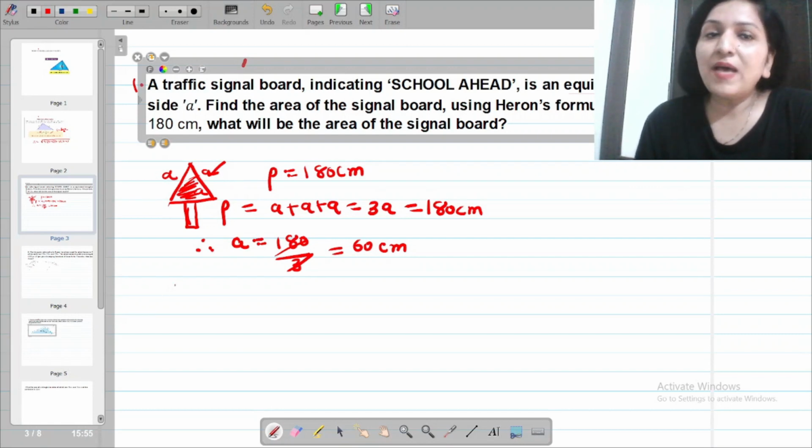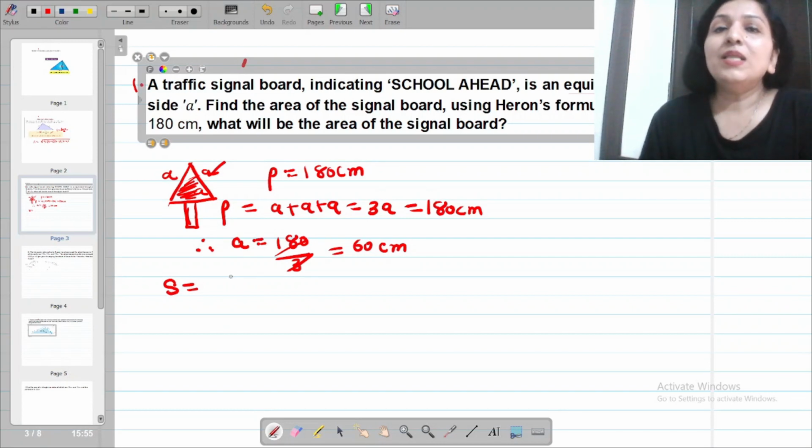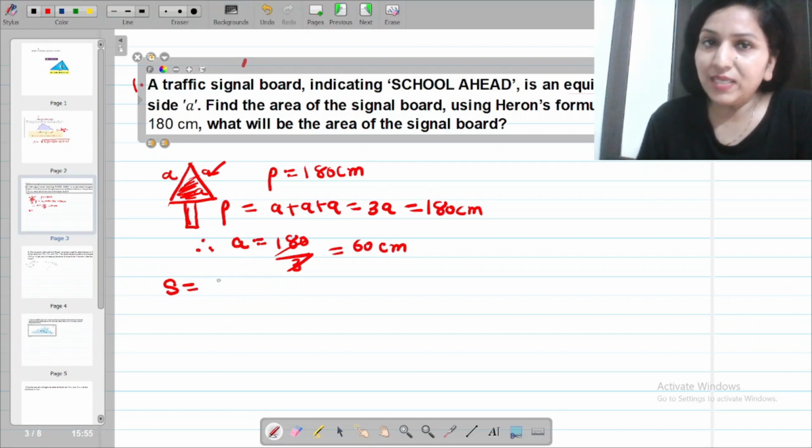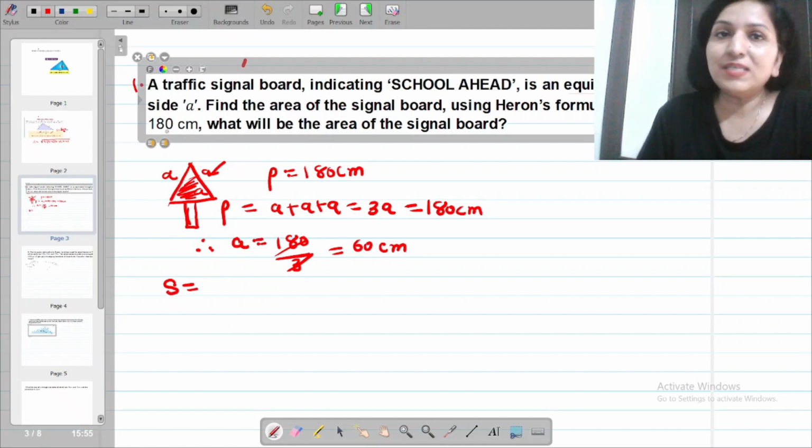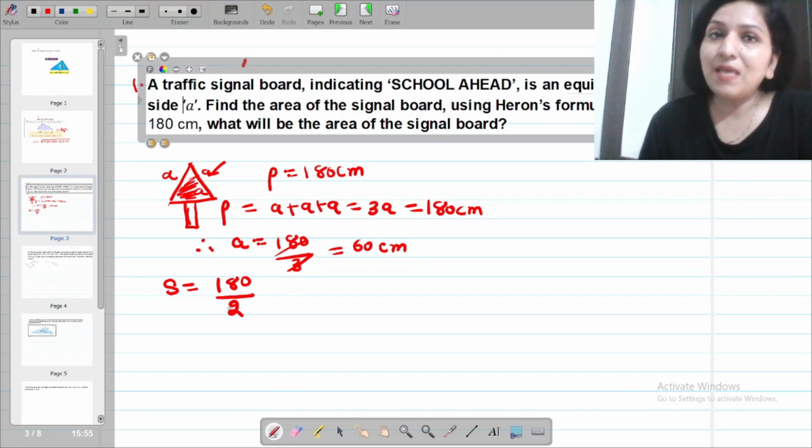We need to find the semi-perimeter first. What is the semi-perimeter? It is the sum of all the three sides, which is given to us as 180, divided by 2. This is the semi-perimeter: the sum of all the sides divided by 2. 180 divided by 2 is equal to what? That is 90 centimeter. I hope till here it is clear.